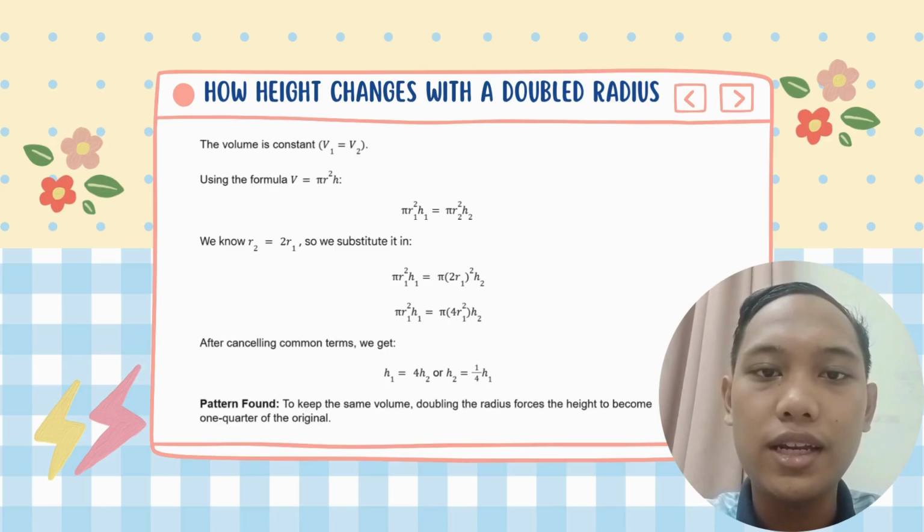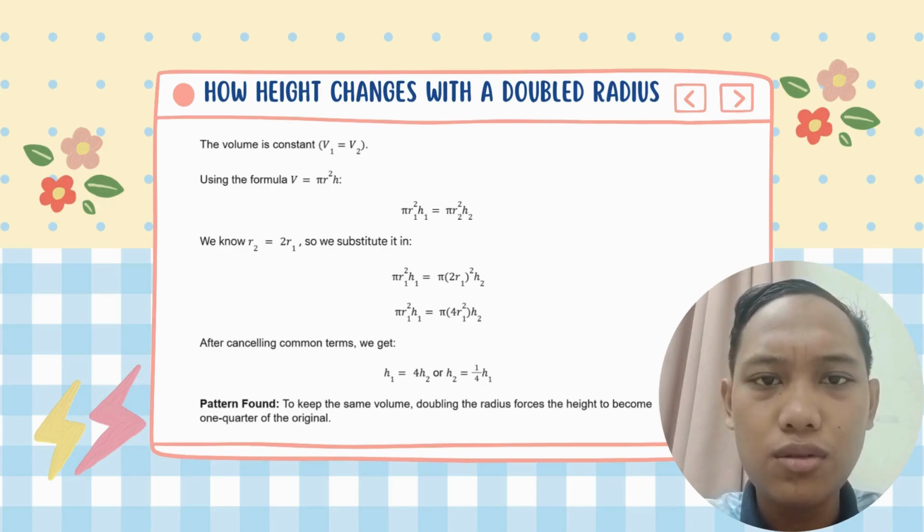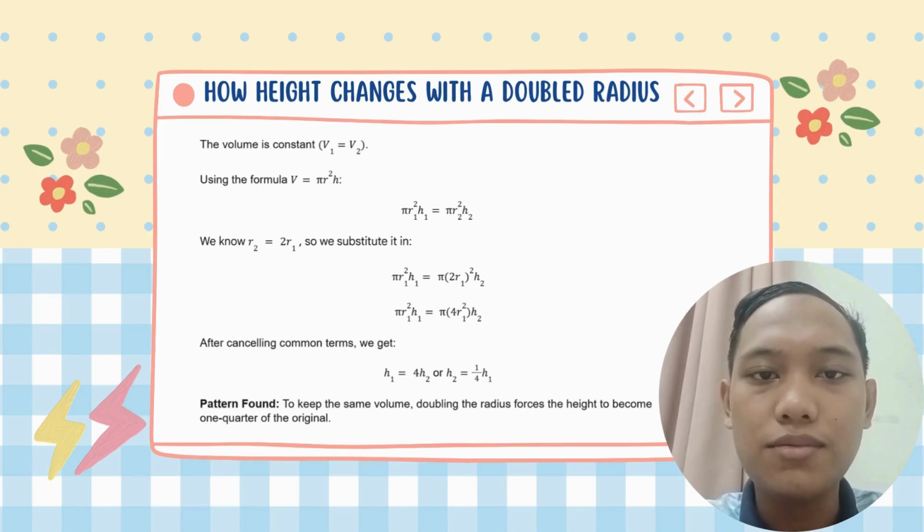We are given that the new radius is double the original. So R2 equals 2 R1. Let's substitute this into our equation. It becomes pi r1 squared h1 equals pi times (2 r1) squared h2. When we expand the bracket, we get pi r1 squared h1 equals pi times 4 r1 squared times h2.